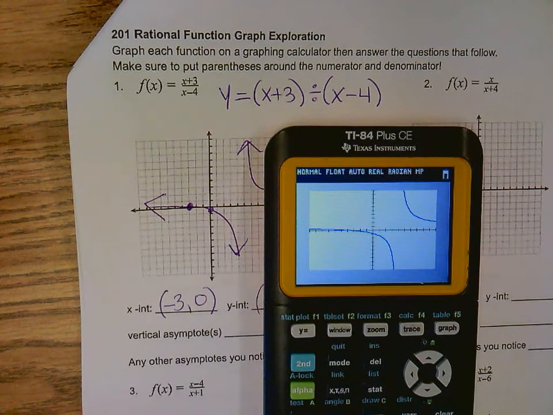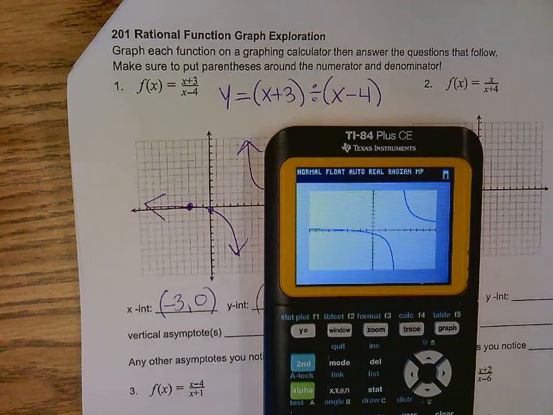This one is a lot more complicated. You could actually figure the vertical one out if you wanted to. What x value will make your denominator be 0? 4. Can you divide something by 0? No. So that's why this is a vertical line at 4, because that would make the denominator undefined.